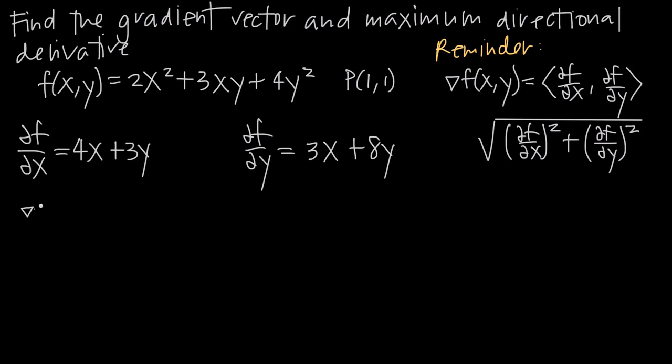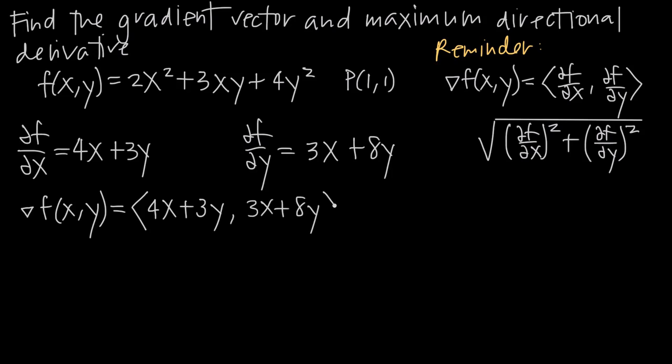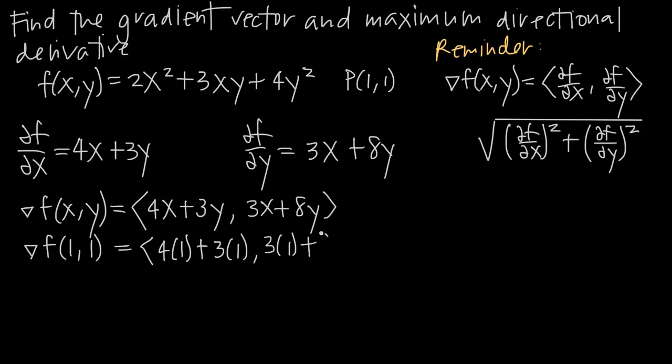So we could say that the gradient of f at (x, y) is going to be equal to, and we could just plug these in, (4x plus 3y, 3x plus 8y), like this. But remember, we're interested in the point (1, 1). So then we would say that the gradient of f, plugging in that point (1, 1), is going to be equal to, and we would just plug in 1 for x and 1 for y coming directly from that point. So we'd end up with (4 times 1 plus 3 times 1, 3 times 1 plus 8 times 1). And we would just plug those in directly.